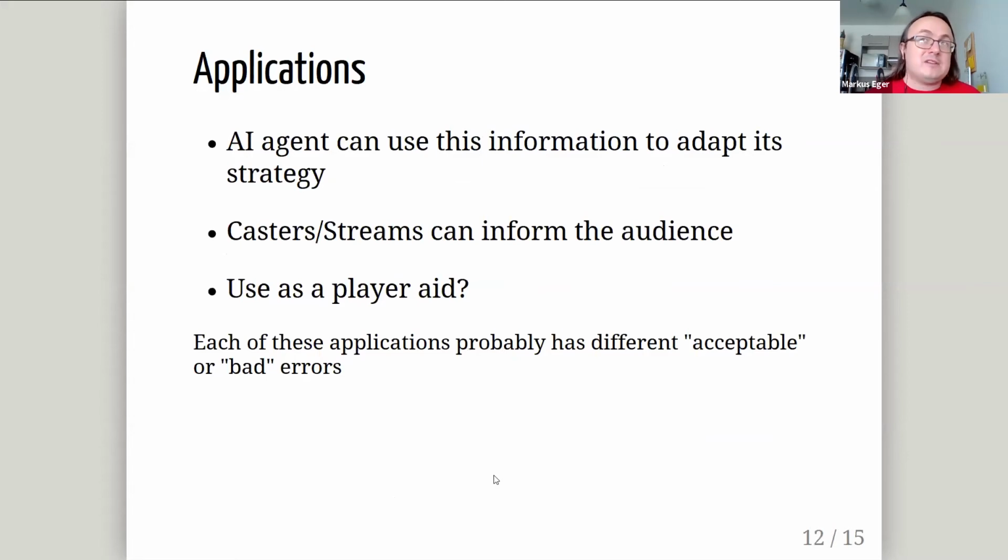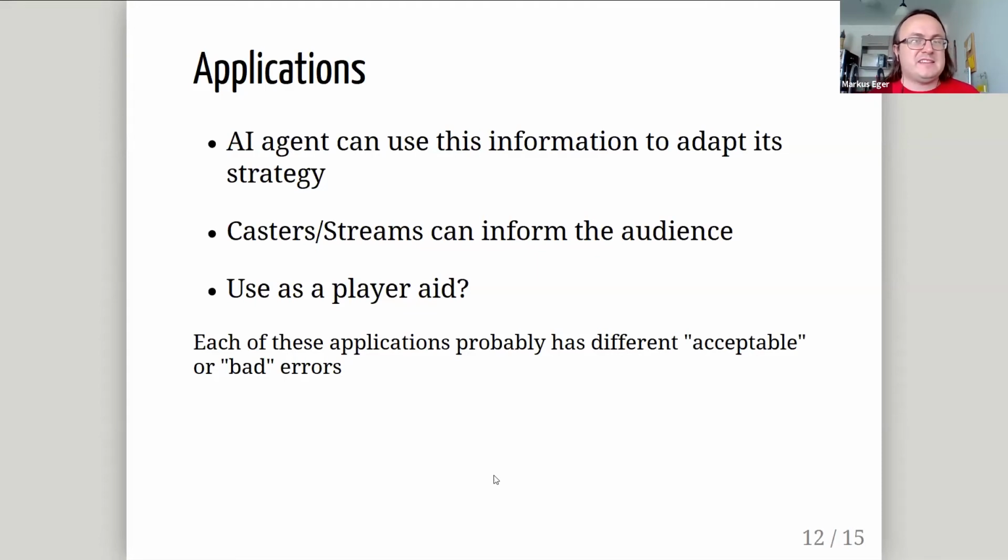Our stated goal was to build something that AI agents can use to adapt their strategy. But there are other applications. You could say, oh, we have a stream or some caster of Hearthstone games, and maybe there's a little box on the screen that says the player is probably playing this deck type. Or maybe a new player is not familiar with the deck types, and we can use this as an aid to actually help them learn the game.